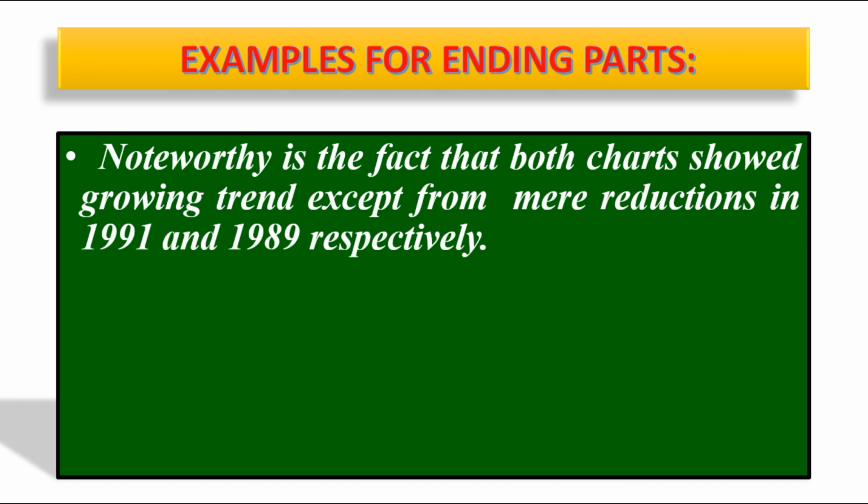Because if you can remember, the trends in both charts grew except for the 2 years. For example, in the column graph, the reduction was in 1991. And in the line graph, the decline occurred in 1989. Therefore, I have mentioned those 2 years. And this one is the last material for you in this lesson, and it is the second example for the ending. Just look at it.